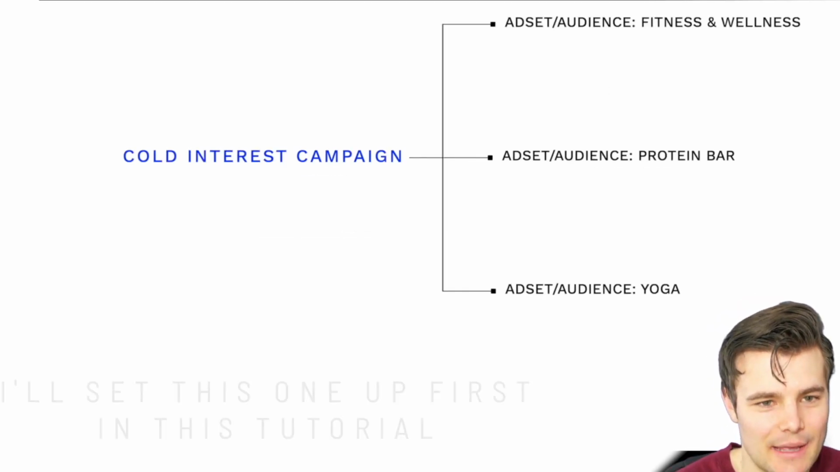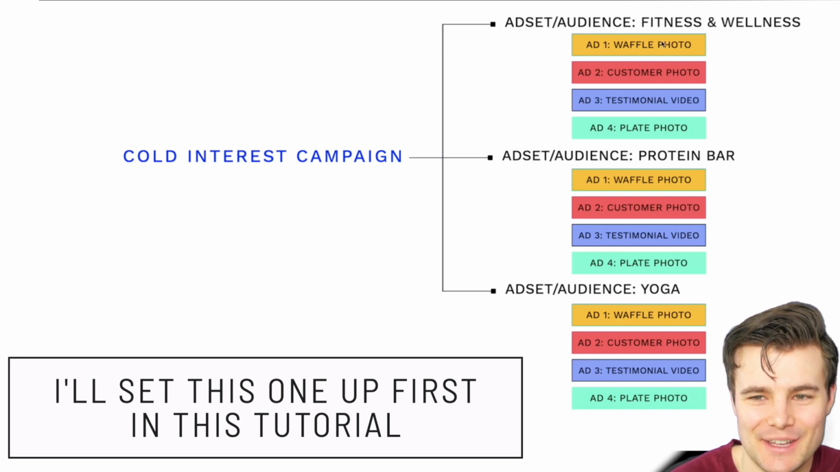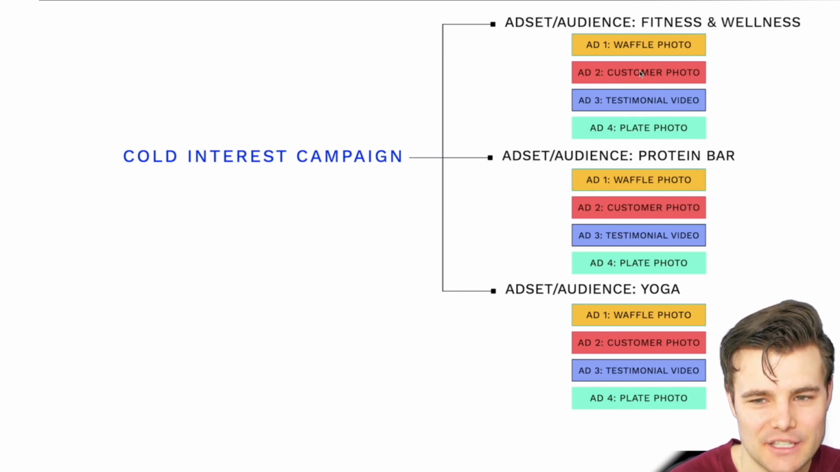So our second campaign is also to cold traffic, also to brand new audiences. And this one's based off interests. So I'll get into setting them up exactly, but we're doing like fitness and wellness, protein bars, yoga, and we're using the same 4 ads to reach new people.